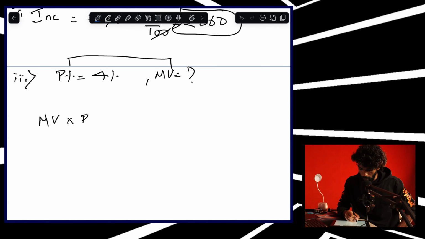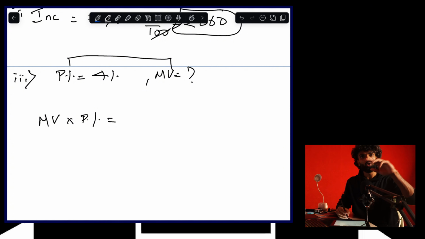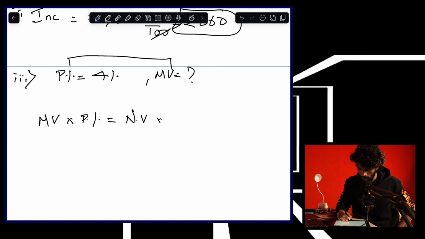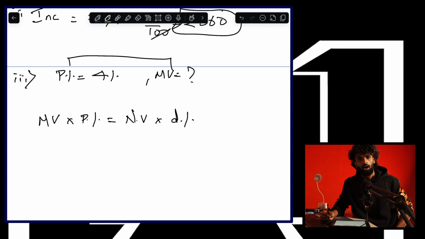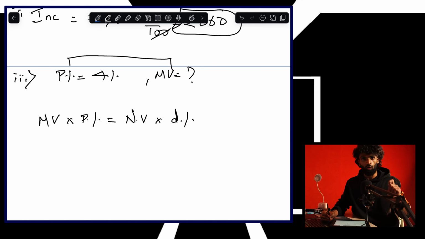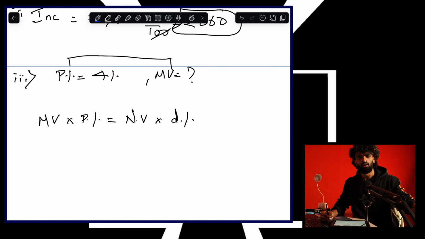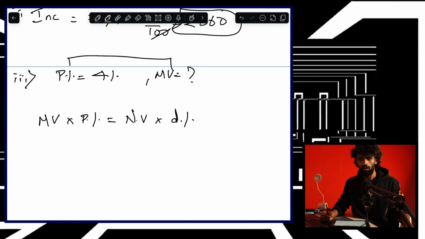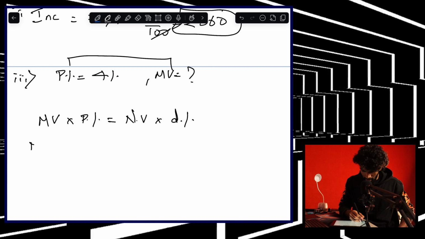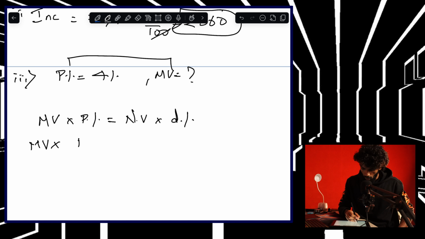MV into P percent will be equal to, what's the opposite of MV? NV into D percent. I framed it, but you have to understand that 4% is a profit, not dividend. Common sense, guys. D percent is given to me already as 5. Why will they again give me 4%? Are they mad or what? Can't. So MV is a question mark into 4 by 100.